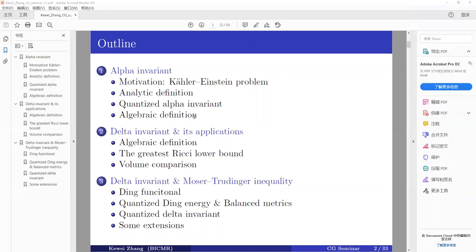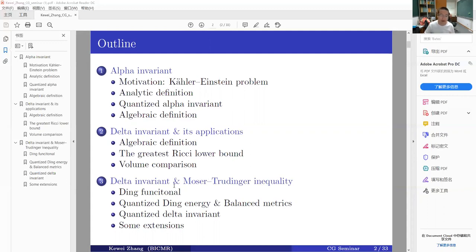Then in the second part, I will talk about a relatively new invariant that was introduced by Fujita and Odaka, which is called the delta invariant. And I will give several applications of this delta invariant. Then the third part of this talk will focus on some of my recent joint work with Tian and Rubinstein. Basically, we developed a quantized theory for this delta invariant.